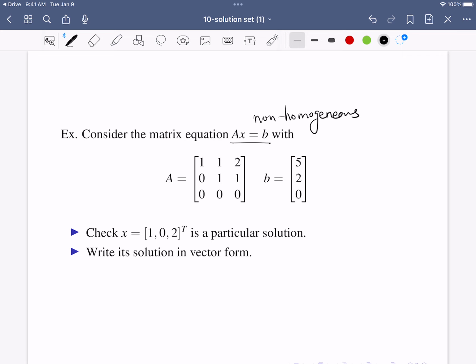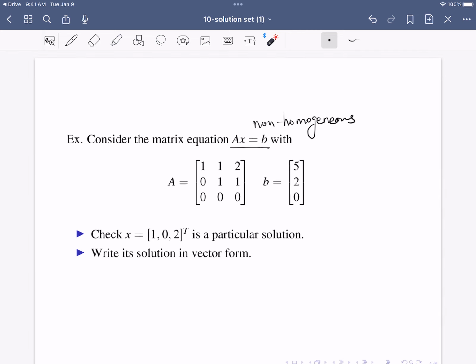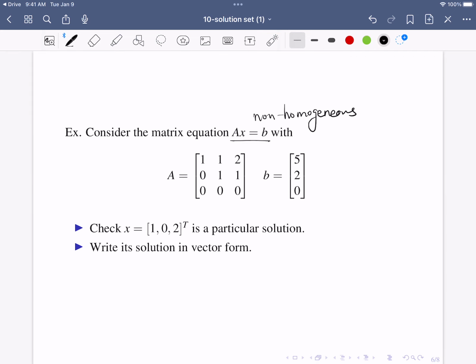Now, there are two questions. First, check a candidate solution given by X equals this, which is a particular solution. Second, write its solution set in vector form, parametric vector form. So the first question is just plug in and check if this is true or not.